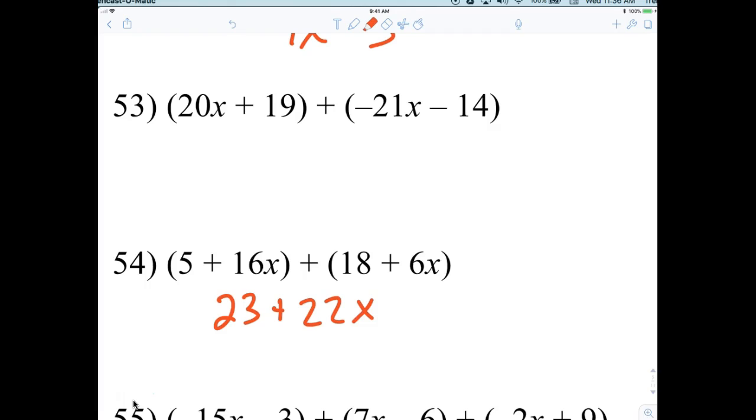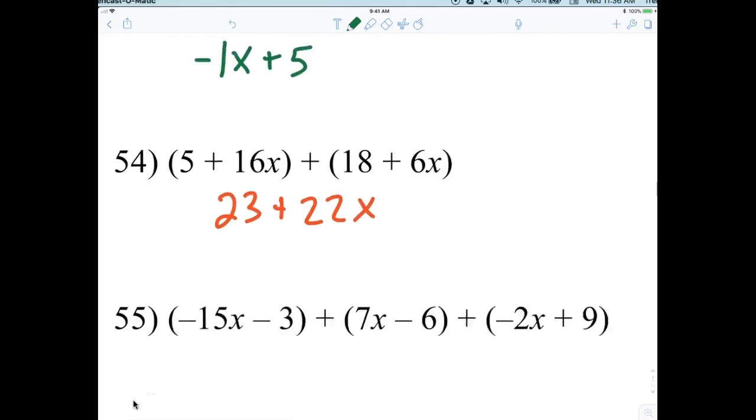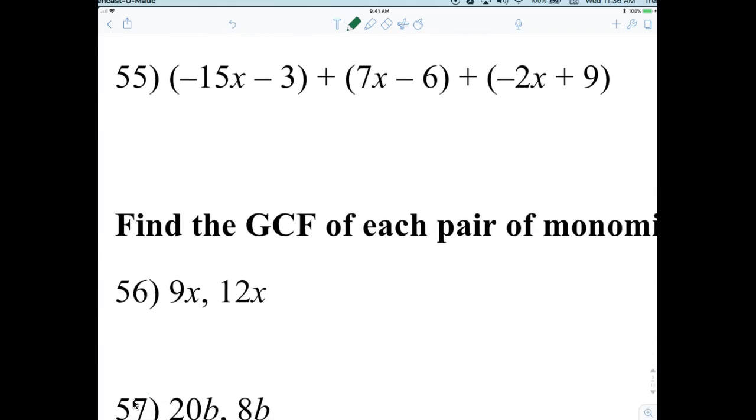Again, you're highlighting 20 minus 21. What's that? Negative 1x. 19 minus 14 plus 5. So far, so good? All right. Let's take a look at 55.